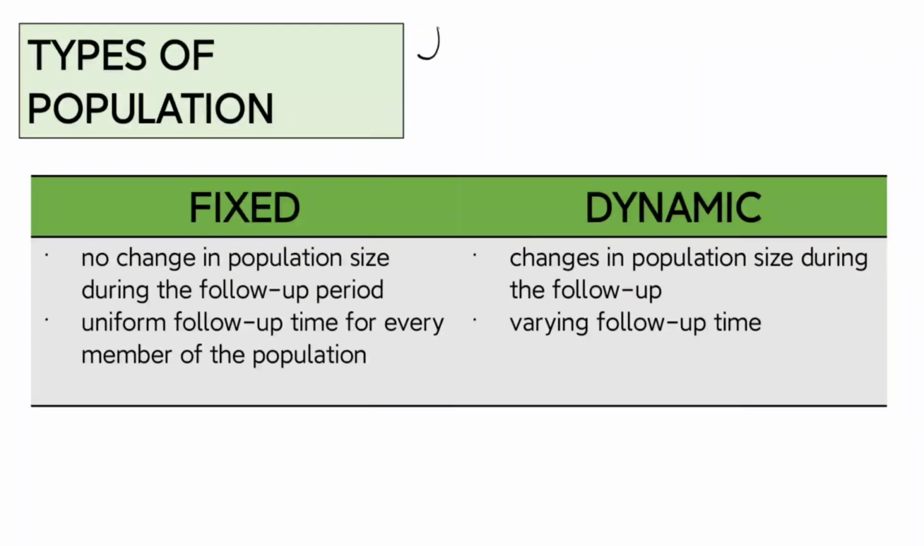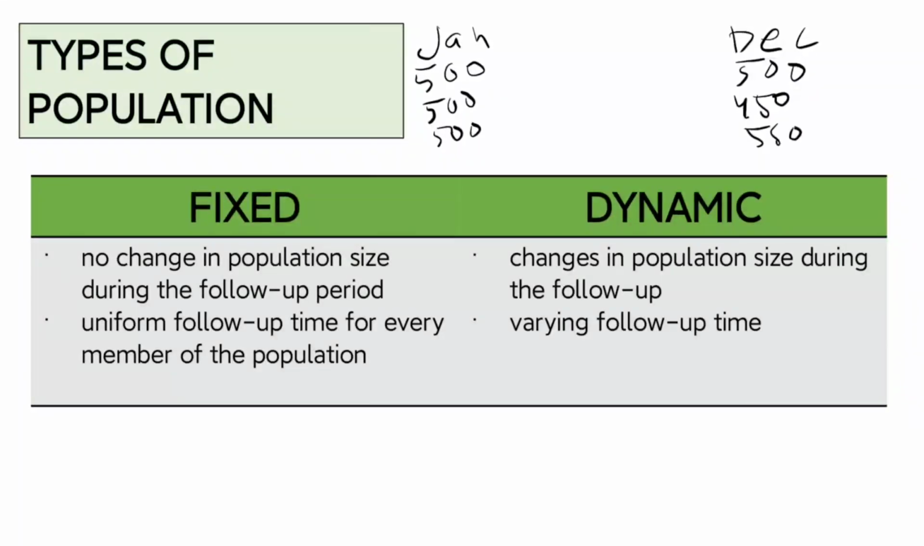For example, sa fixed population, nag-start ka ng January natapos kang December. Yung nag-start ka ng observation mo, meron kang 500 na pasyente na ino-observe. Pagdating ng December, 500 pa din sila. So basically, you have a fixed population. Pag naman dynamic, maaring 500 ka nag-start, nabawasan sila, naging 450, or pwede ring 500 ka nag-start, nadagdagan sila, 550.